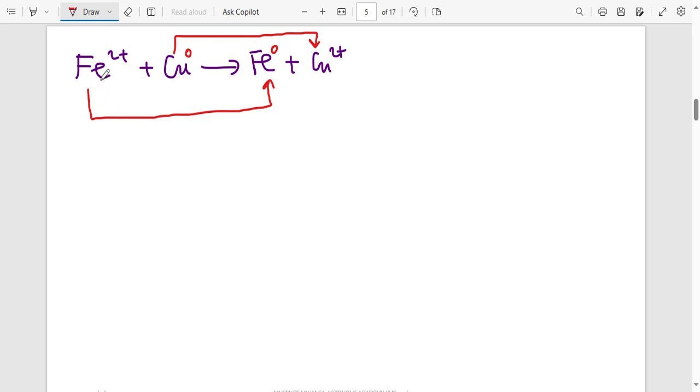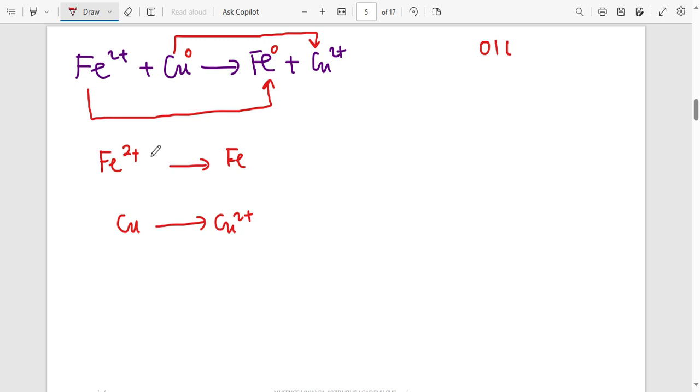Now, when you are moving from a charge of positive 2 to a charge of 0, remember we said oxidation is loss. So I can actually even break this one into two equations. I'm going to say iron 2 plus is going into just iron, which has a charge of 0, and then the copper is going into the copper 2 plus, like that.